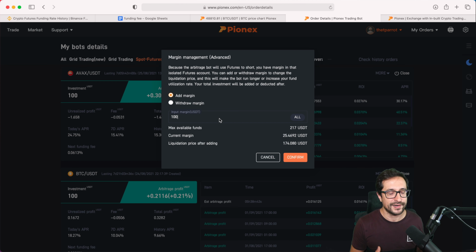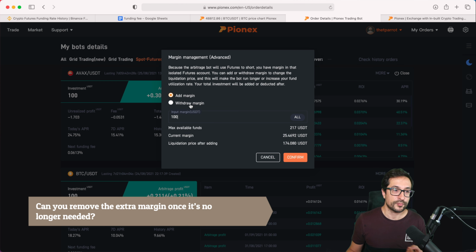Now, don't get scared. I'm personally not planning to add any extra margin. I'm going to let the bot do its job by itself, but I'm going to stick to stable coins. I'm going to stay away from the ones that are offering the top rates because those can have fluctuations that are much more painful. You can add the margin, but you can also remove it.